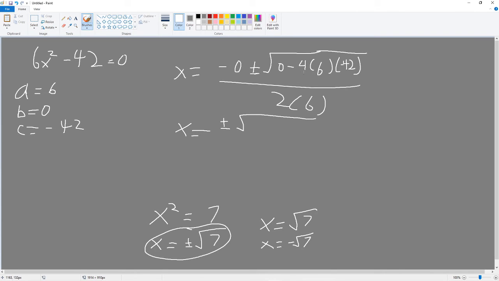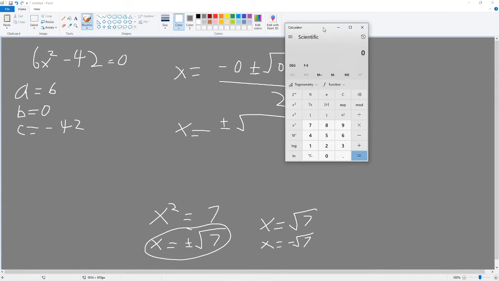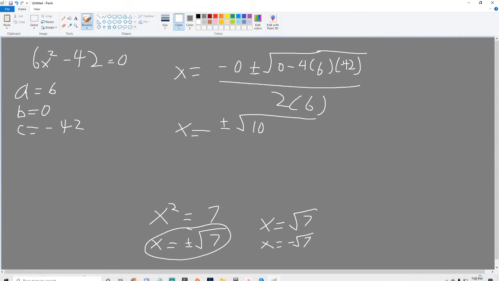Plus or minus, right? 4 times 6 is 24. 24 times 42, what is that? 1008. Yeah, this is looking already insane, right? Okay. x is equal to plus or minus the square root of 1008. We could divide by 4, right? Because I can half 1008 two times, therefore it's divisible by 4.